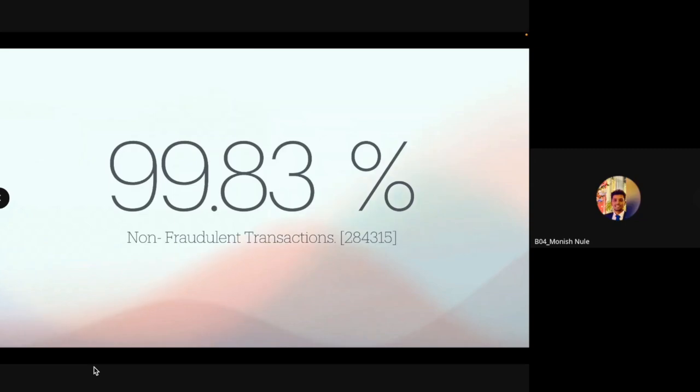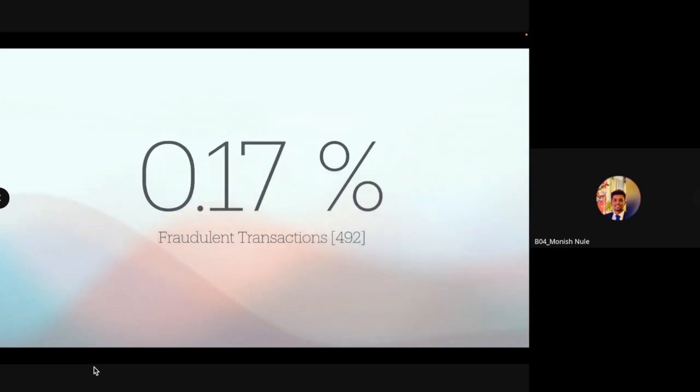Non-fraudulent transactions are 99.83%, which is highly skewed, equal to 2,84,350 transactions, and against it 0.17% fraudulent transactions, which is 492. So this is a really interesting case study which I came across, because it has an extremely skewed distribution, which you can see completely here.